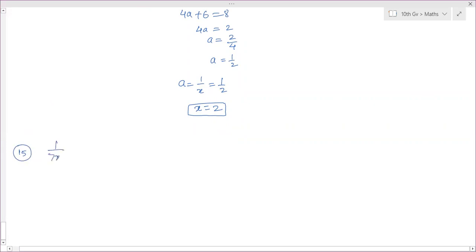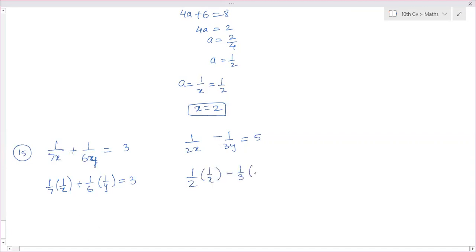1 by 7x plus 1 by 6y is equal to 3. 1 by 2x minus 1 by 3y is equal to 5. Now see very carefully, most of the students make this mistake. Here 1 by 7 into 1 by x is there, 7 is in the denominator, and 1 by 6 into 1 by y is equal to 3. And in the second equation also, 1 by 2 into 1 by x minus 1 by 3 into 1 by y is equal to 5.